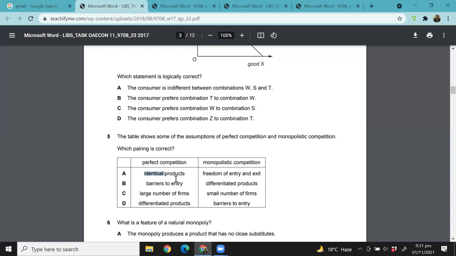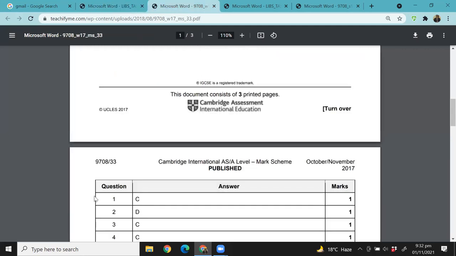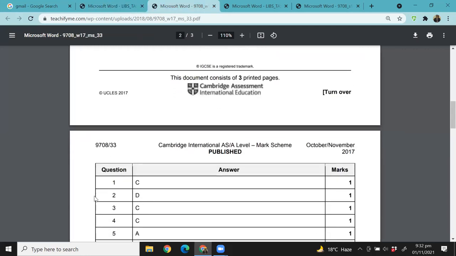A, absolutely. Because in perfect competition, we know products are homogeneous, identical, and in monopolistic competition again, there is freedom of entry and exit. Even though the barriers might not be completely non-existent in monopolistic competition, they are very low, right? Does it make sense? So the answer should be A. Let's check. So 5 is A. Got it?